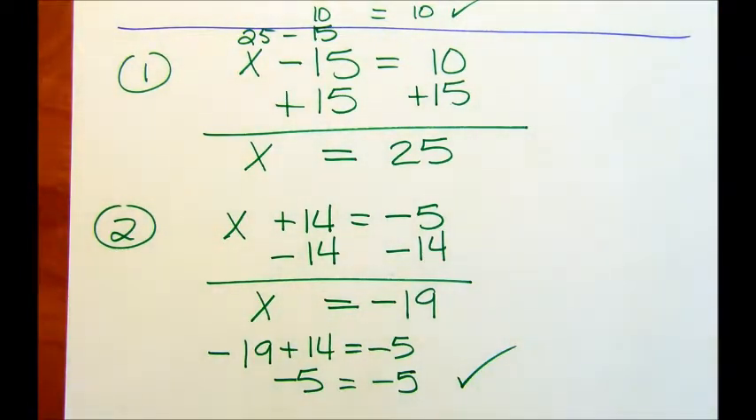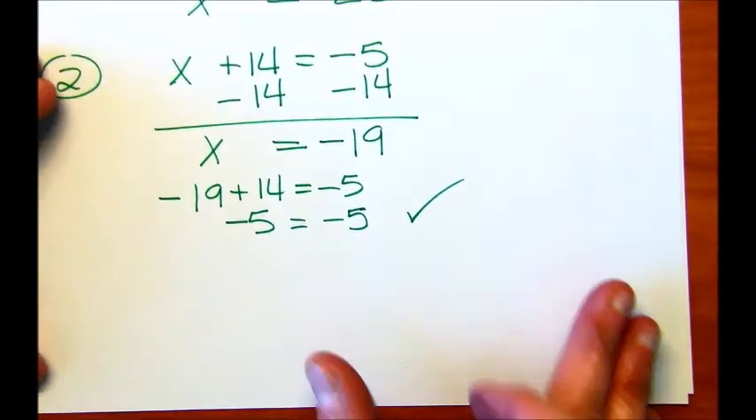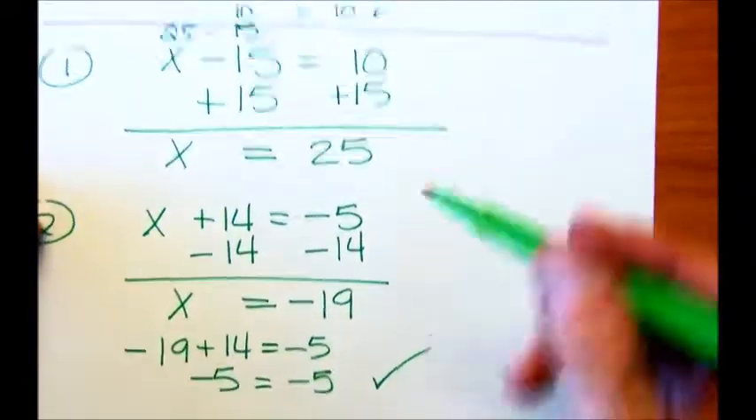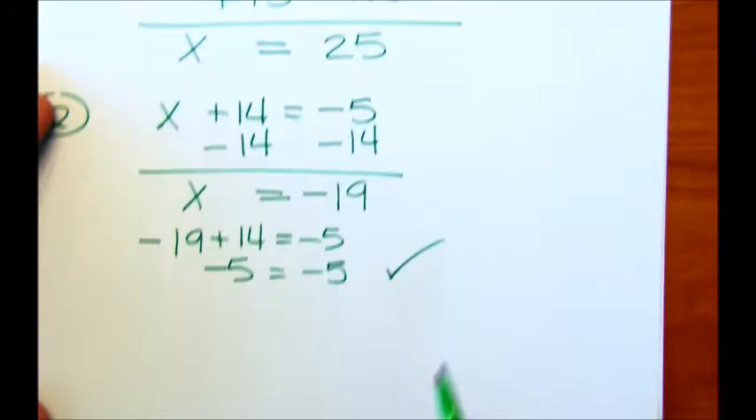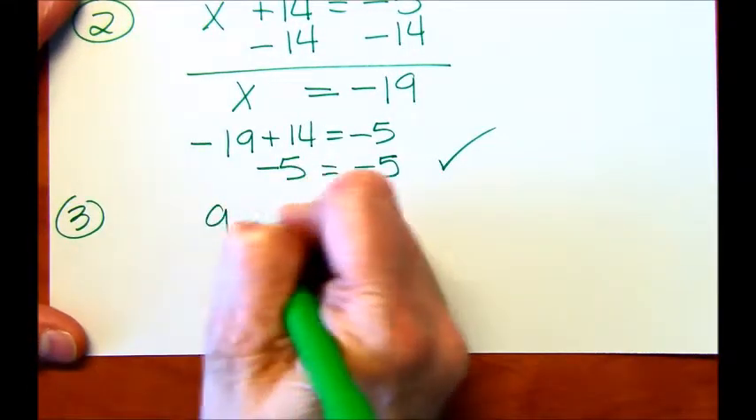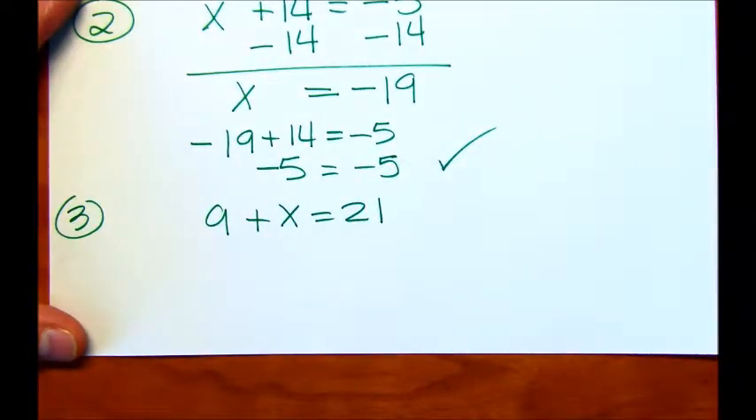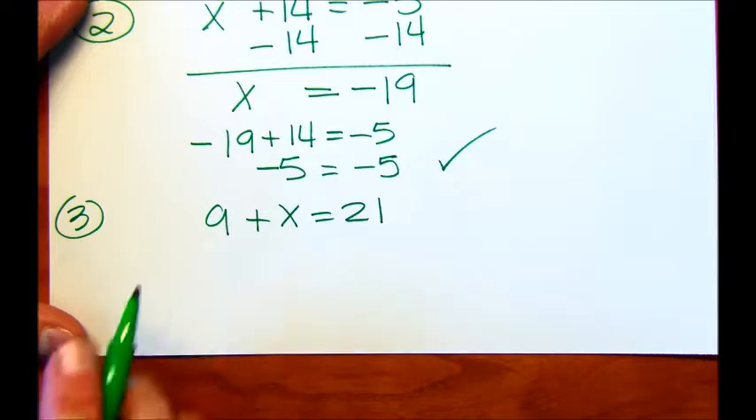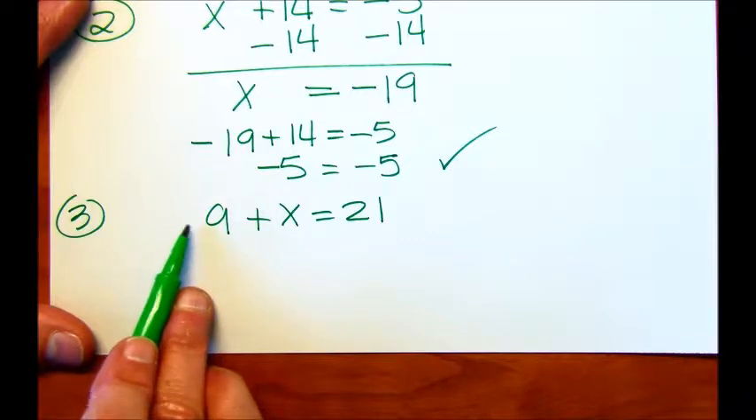Let's do some other kinds of examples. Let's say we have, so in these first two, we had the variable up front. Let's have the number up front. Let's say we have 9 plus x equals 21. Now, this is actually a positive 9. Even though we don't have the symbol or the sign there, we're going to assume that's a positive 9.